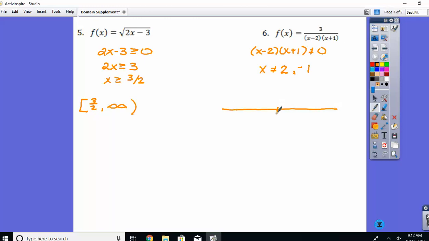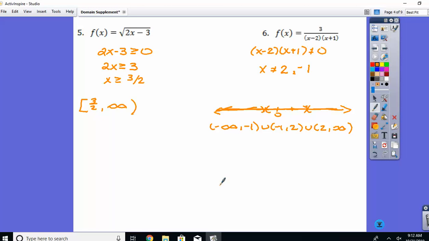If you think about this, it's saying you can't be negative 1, so you could be anything smaller. You can't be positive 2. So the interval notation here is actually negative infinity to negative 1, union, negative 1 to 2, union, 2 to infinity. So it becomes a little lengthy.